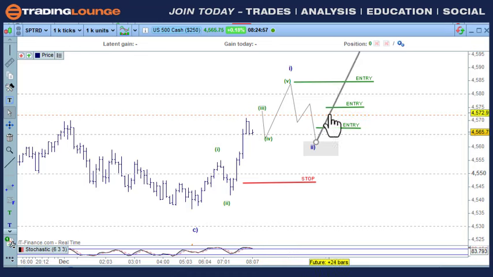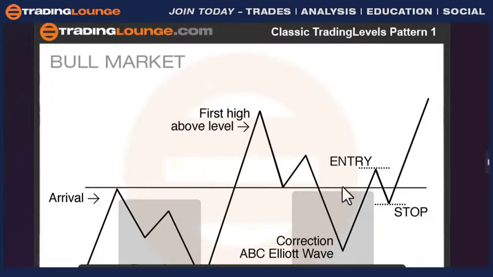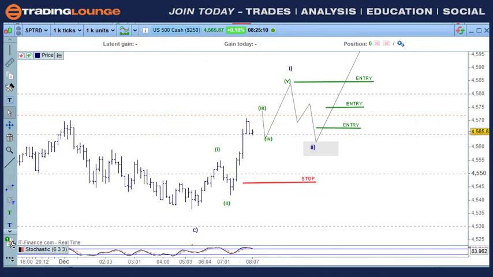And a classic trading levels pattern on each of these levels here. So that means that you get the arrival, the reaction, the first high above the level, and then start building down from that point, you know. So like here, that's a nice safe way to go at that point, taking that top out here. You can get the B wave here. Anyway, you know the story, won't bore you to death.